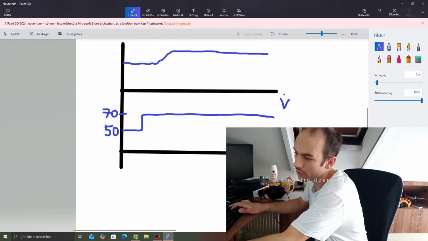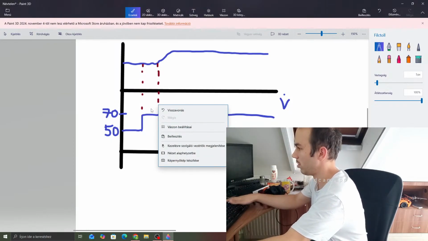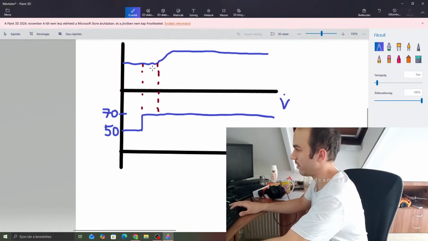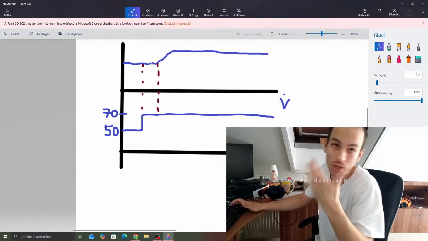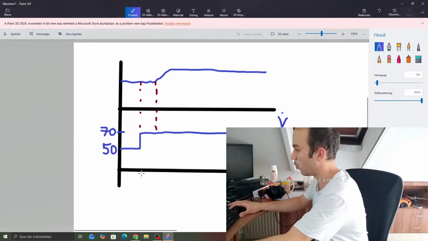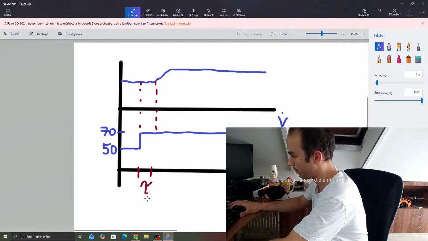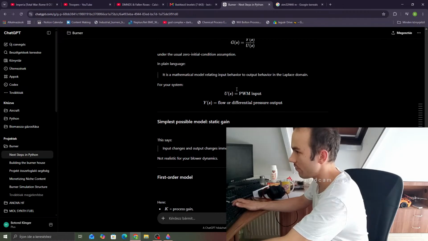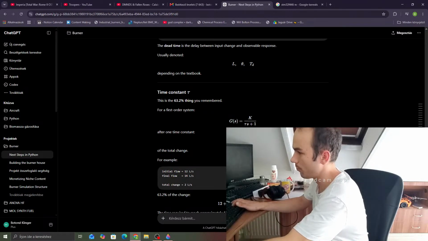So basically, what we can determine from here is, look here. This is called the dead time. Basically, it is the time between when we apply the PWM signal and when something actually happens in the system, in the output. So that is the dead time.